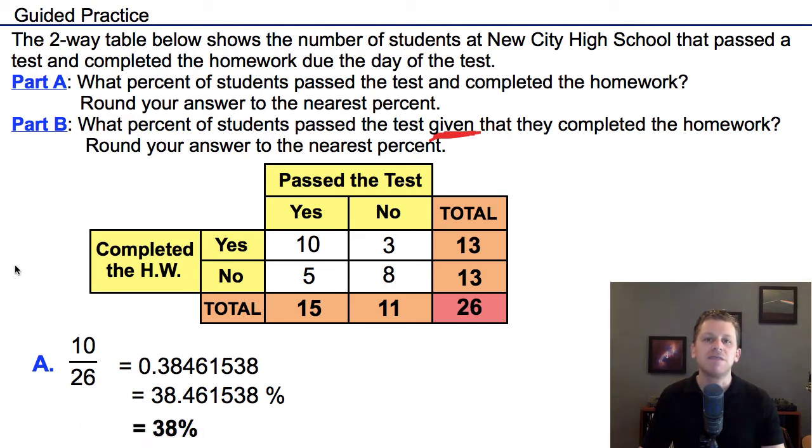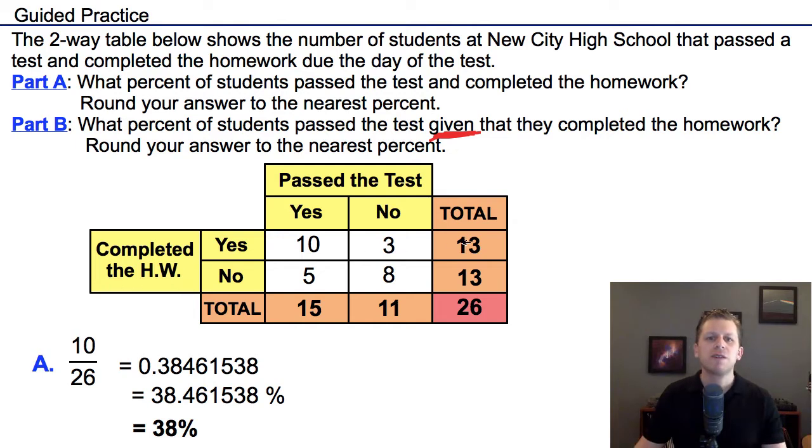Part B is quite different. It's our first example of a conditional probability. What we want to know in Part B is what percent of students passed the test given that they completed the homework. In this case, we don't want to know about all of the students. We only want to know about the students that completed the homework.